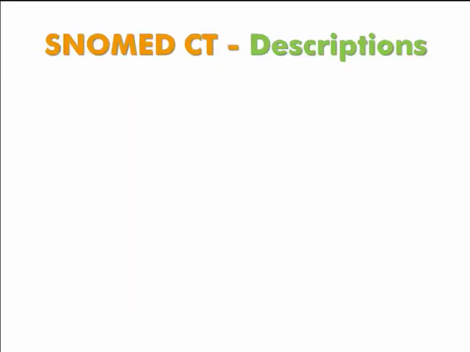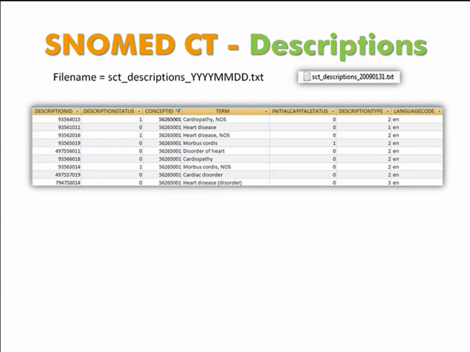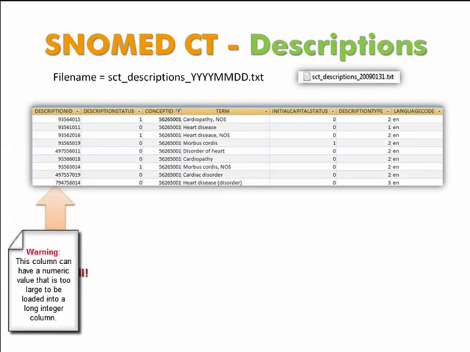Now, when you look at the descriptions table, it has the file name SCT-Descriptions, year, month, day.txt. So in our example, this is the one we're going to be looking at. When you open up the file, here's what it's got. It's got a description ID, which is a unique identifier for the description. The description status is the exact same as the concept status. It has the same value description pairs as the concept status, so I just use the same table for both.